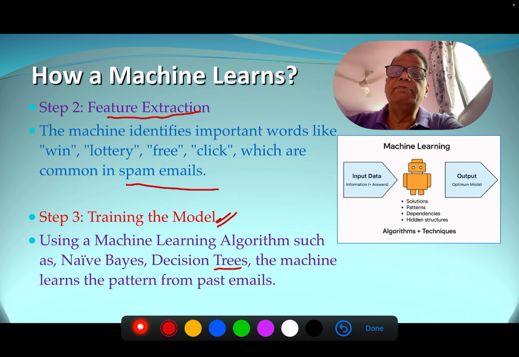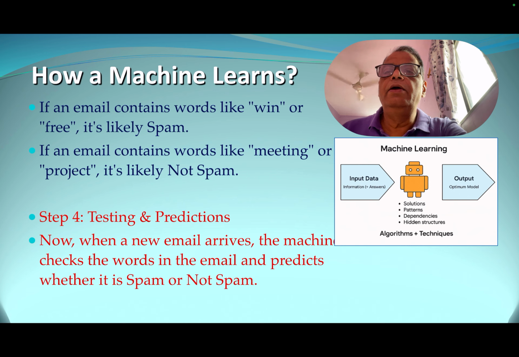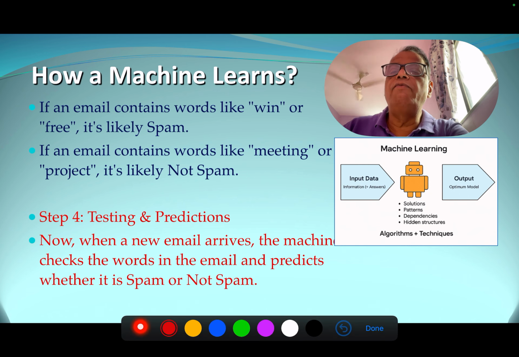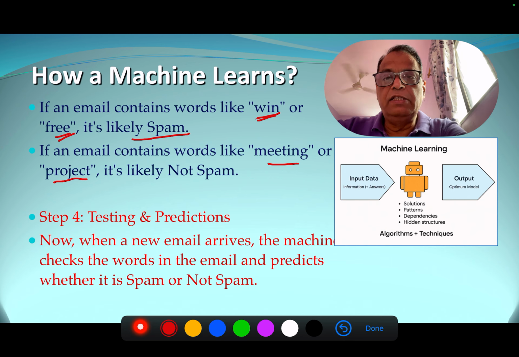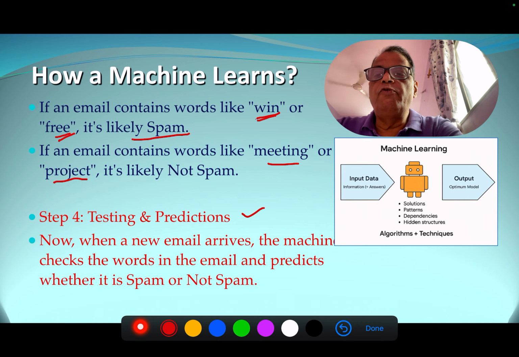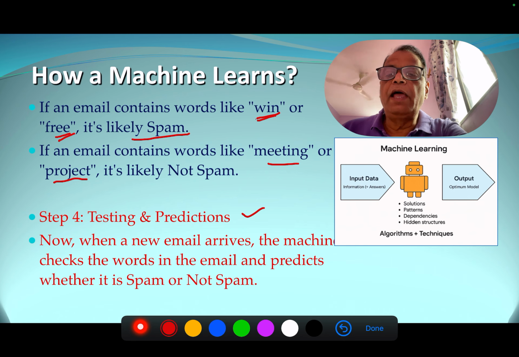Once the training is over, the machine will be in a position to classify the email. Whenever your email consists of words such as win or free, there are chances that the email will be spam. If your email consists of words such as meeting or project, there are chances that the email will not be spam. Finally, once the training is over, in step 4 we go on testing and making predictions. So whenever we have a new email in the inbox, the machine will check the words in the email, and depending upon the words, it will be classified as spam or not spam.